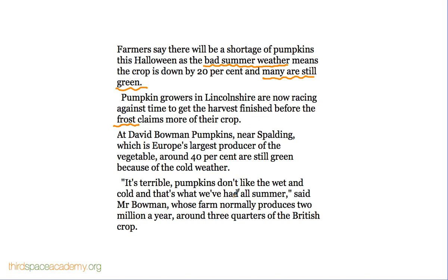We've had bad summer weather. We've had pumpkins don't like the wet and cold. So although it's all similar stuff, all linked together, there are actually 4 different pieces of information. Bad summer weather, many crops are still green because of the bad summer weather, and there's frost, and there's wet and cold. So you can see there straight away, 1, 2, 3, 4. And that's what I would do. I would actually mark and annotate on the answer paper, and I would write down a number beside each one. You'll find that in your exam paper there'll be way more. If they're asking you for 4, there are probably going to be 8.